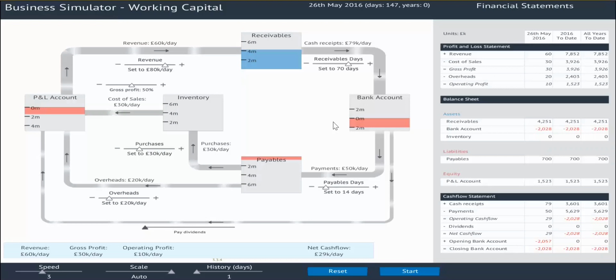So there's quite a lot to explore using this model, but it's a really powerful way of visualizing the operating cycle.